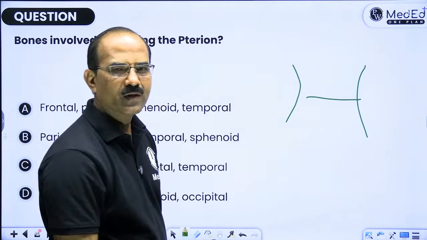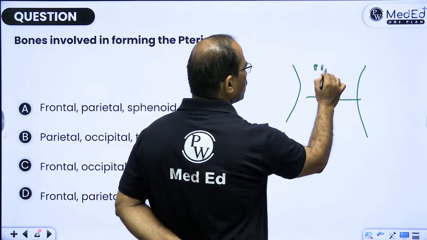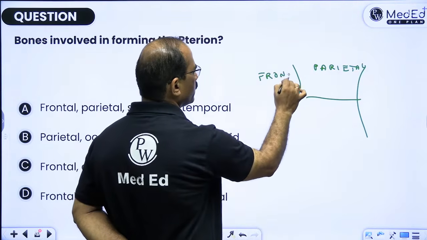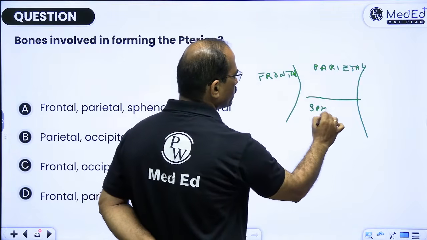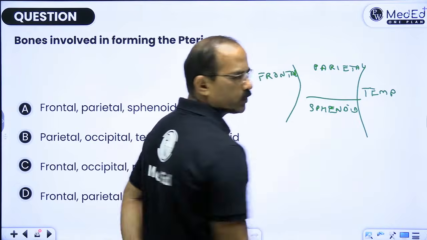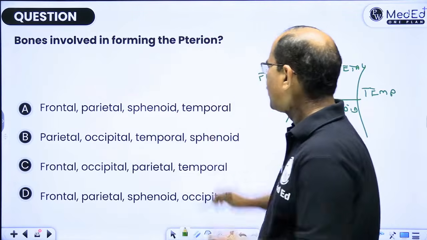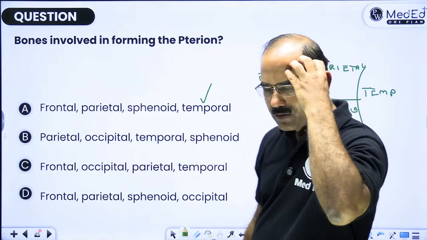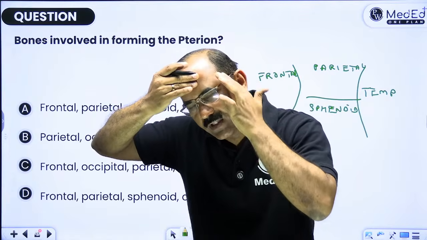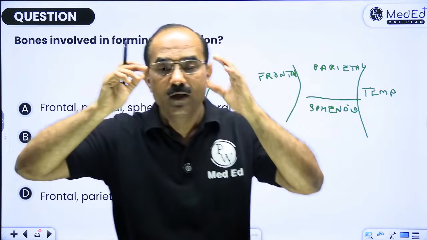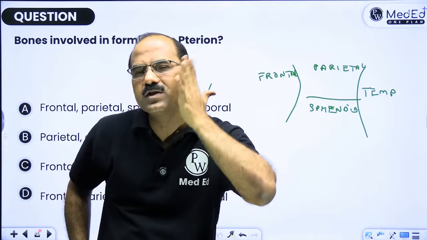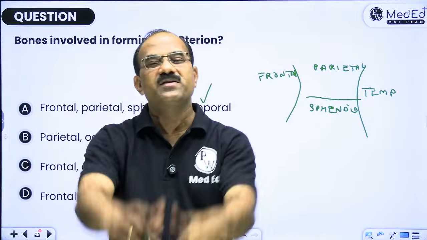which bones? The parietal bone, the frontal bone, the sphenoid bone, and the temporal bone. Temporal bone, बराबर है? 4 bones होते हैं यहाँ पे. That's a frontal, that's a parietal, that's a temporal, and that's a sphenoid. नीचे से sphenoid आता है. So H-shaped suture, ये parietal bone है, ये आगे frontal है, पीछे temporal है, and नीचे से sphenoid bone आता है. The H-shaped suture is known as the pterion.